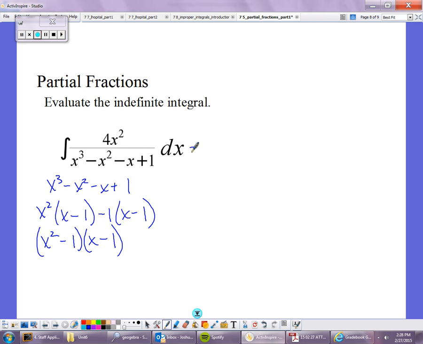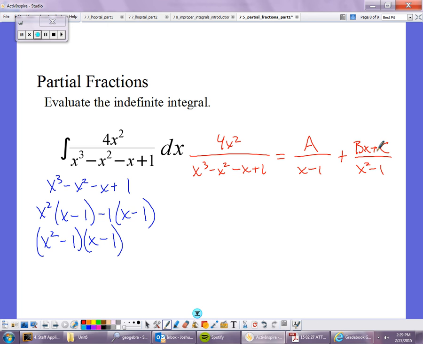So you might think, oh, well, I can take this, 4x squared over x cubed minus x squared minus x plus 1, and separate it into something over x minus 1 plus something else over x squared minus 1. Since this denominator is linear, I'm going to have a constant, a zeroth degree expression in the numerator. And since this denominator is quadratic, I should have a linear expression in the numerator. So I get a over x minus 1 plus bx plus c over x squared minus 1.